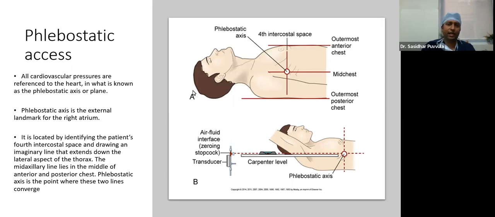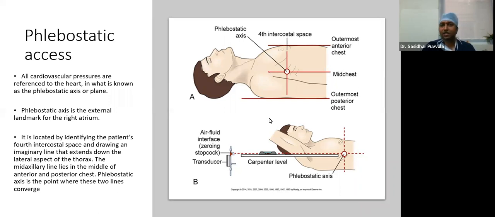Coming to the phlebostatic axis, any pressures in our body need to have a reference value, a reference to the heart. So when we place a transducer by the patient's bedside, we need to place it at the level of the phlebostatic axis. So how do you determine the reference point? The right atrium of the patient's heart is considered as a reference value.